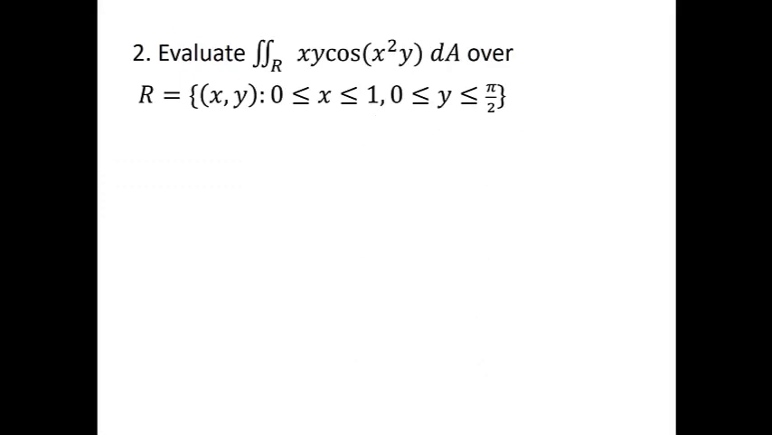Here we want to evaluate the double integral over R of xy cosine of x squared y. A nice continuous function. Fubini says we should get the same answer regardless of our order of integration. Think for a minute about which order you would like to try.